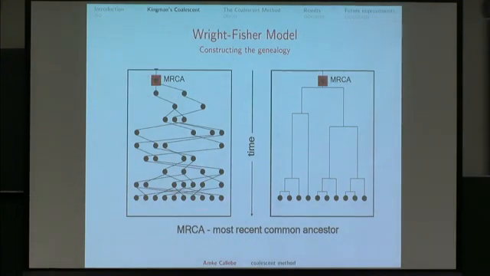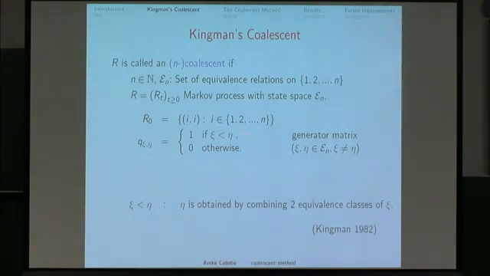That means if we start in the last generation and go back in time, no individual has coalesced with another individual. All individuals start by themselves, and as we move back in time, some of these coalesce, and that means that the equivalence classes are combined. And that is what is written here.